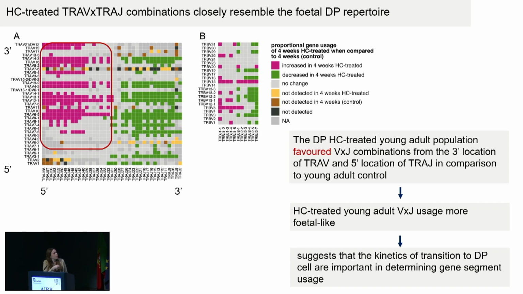And, obviously, concomitantly on the same side, a decrease. So again, this suggests that this treatment is making the usage of the V times the J more fetal-like. And this suggests that the kinetics of the transition to the double positive cell are quite important in determining what gene segments are being used.